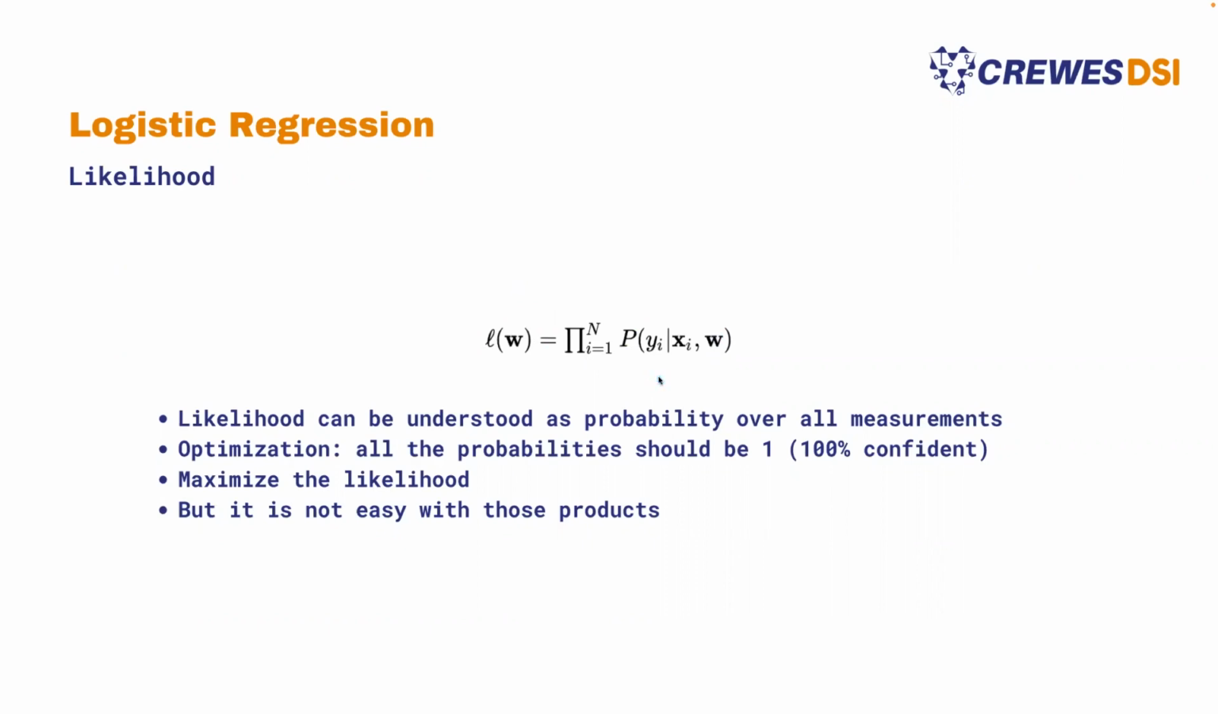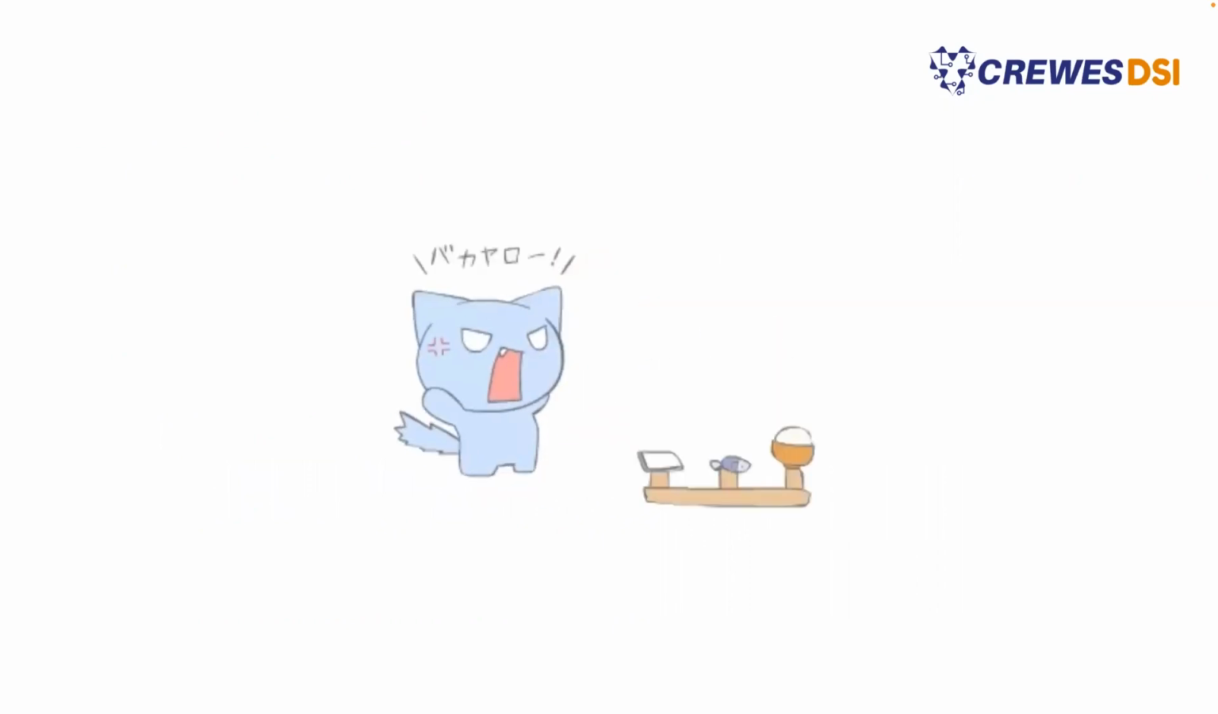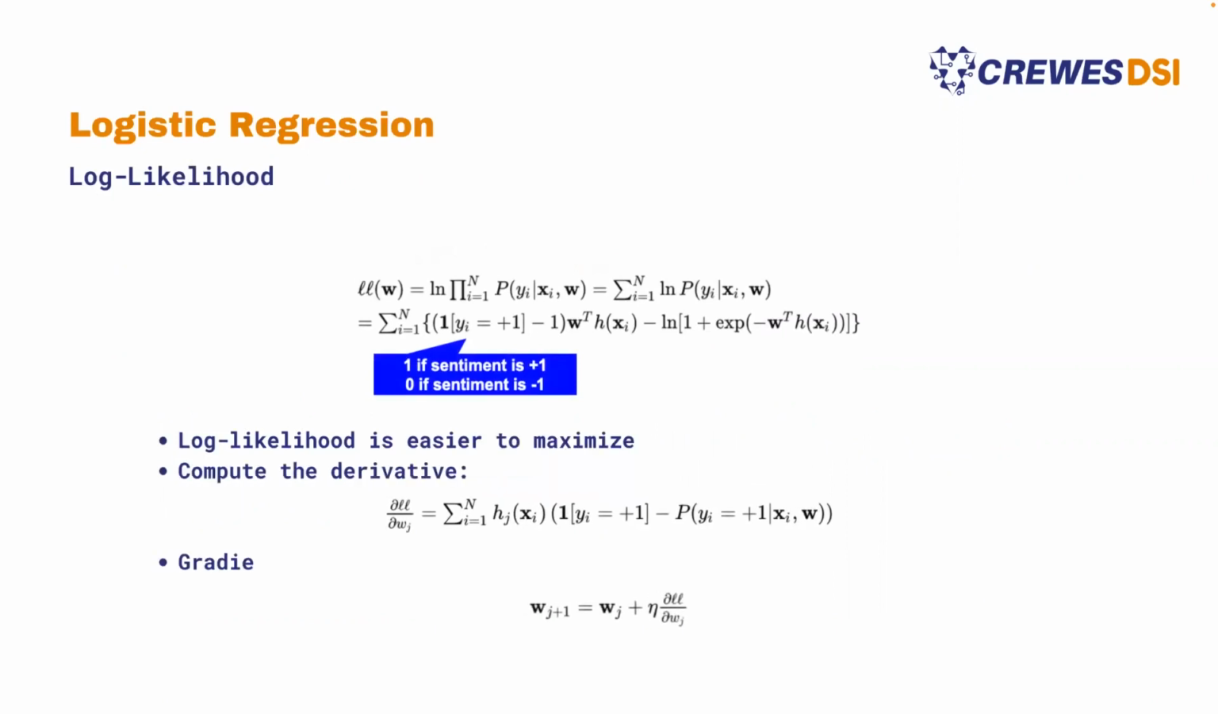And to take the derivative of a product can be a little bit frustrating if you try to do it by hand. So what we do is take the log likelihood. That's a very smart solution, because when you take the logarithm of a product, it becomes a sum, and it's way simpler to take the derivative of sums. And when you also take the logarithm of the probability, that's the equation that you're going to have. So the log likelihood is something that we are going to be computing today.